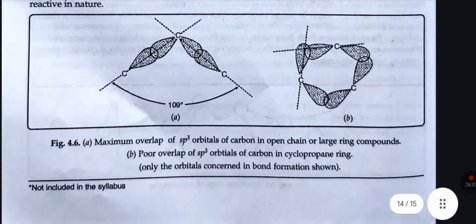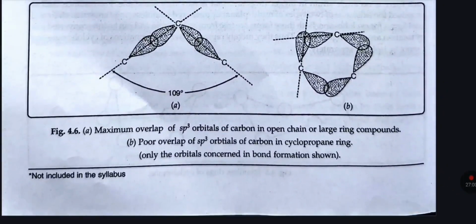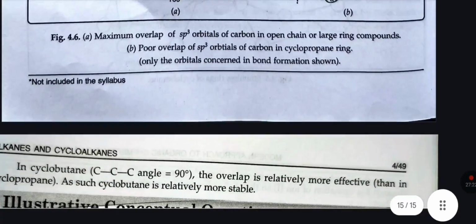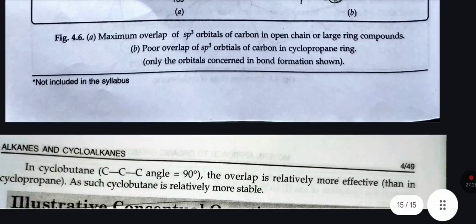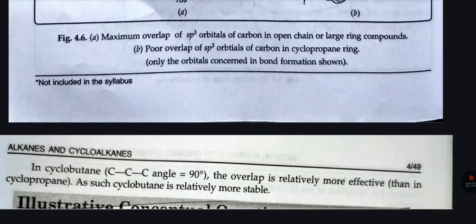Here in Figure 4.6, A shows maximum overlapping of sp3 orbitals of carbon in open chain or large ring compounds. B shows poor overlapping of sp3 orbitals of carbon in the cyclopropane ring. Only the orbitals concerned in bond formation are shown. In cyclobutane, the carbon-carbon-carbon angle is equal to 90 degrees. The overlapping is relatively more effective than in cyclopropane, as such cyclobutane is relatively more stable.